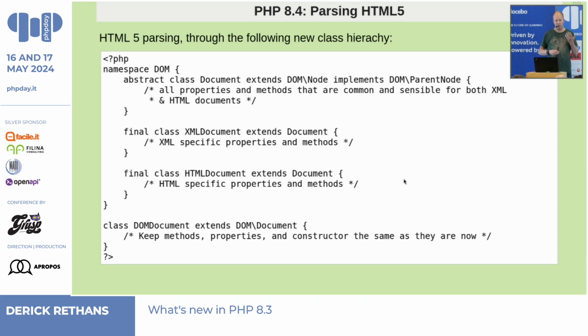So the method that we came up with is actually recreating a new namespace called DOM, Document Object Model. And in there, for each of the HTML/XML types, we have an inherited class that implements these things.